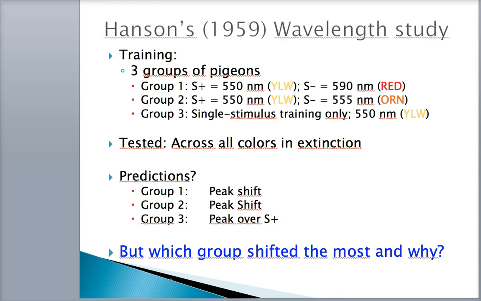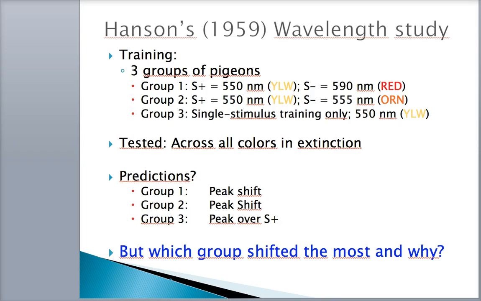And we predict that group 3 will show a peak over the S plus because it's a single stimulus training only group. And because group 1 and 2 are discrimination training groups, we expect to see a peak shift for both of them. But the question is, which group shifted the most and why?